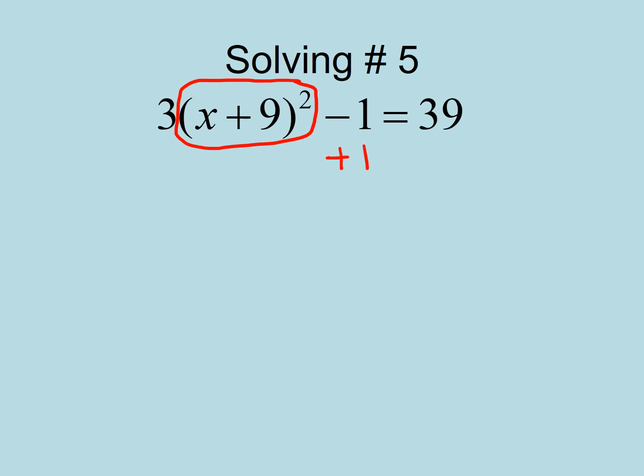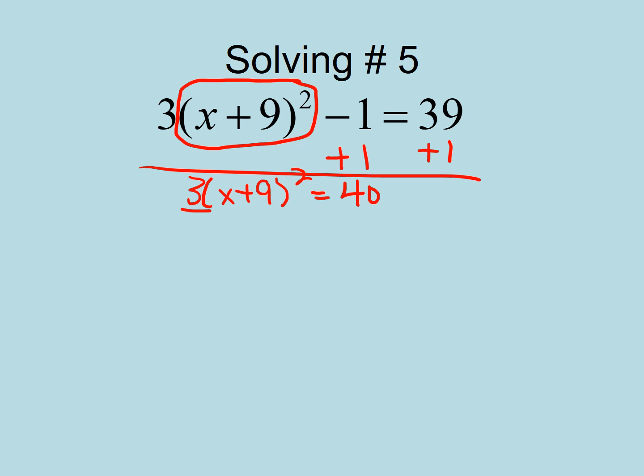So I'm going to add 1 to both sides. So I have 3 times (x + 9) squared is equal to 40. Now, before I take the square root, I need to divide by 3 on both sides. So that cancels, or equals 1. So I'm left with (x + 9) squared, that whole expression getting squared, equal to 40 divided by 3.